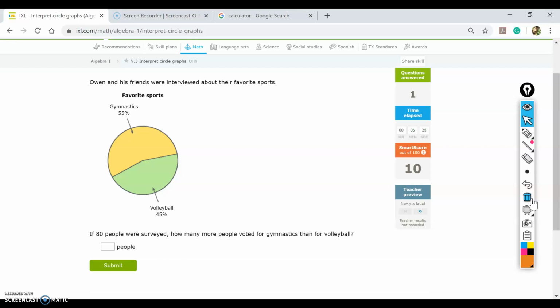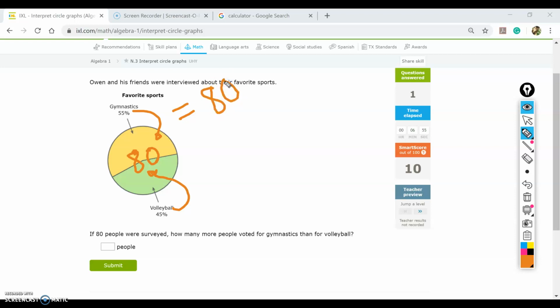In order to know this, what I know is that there were 80 people for the whole thing. 80. But I only need 55% of 80, so I can get the number of people that chose gymnastics, and I need 45% of 80, so I can get the number of people that voted for volleyball. So how can I do that? Well, I'm going to do it using my calculator. I'm going to do it by typing 80.